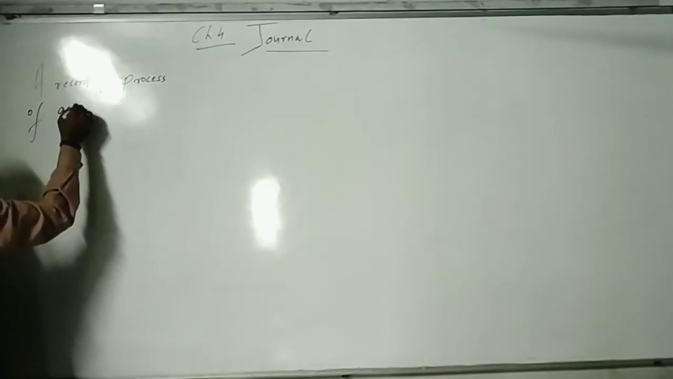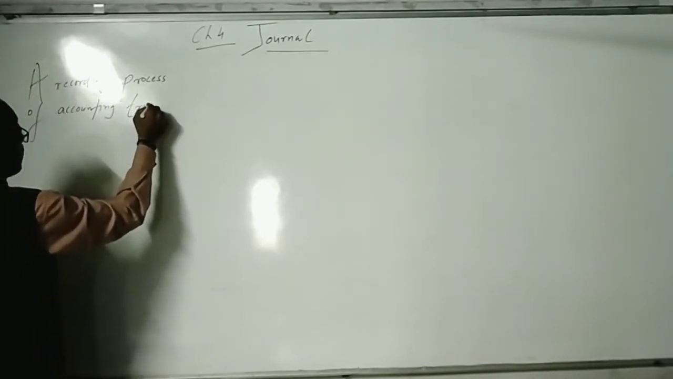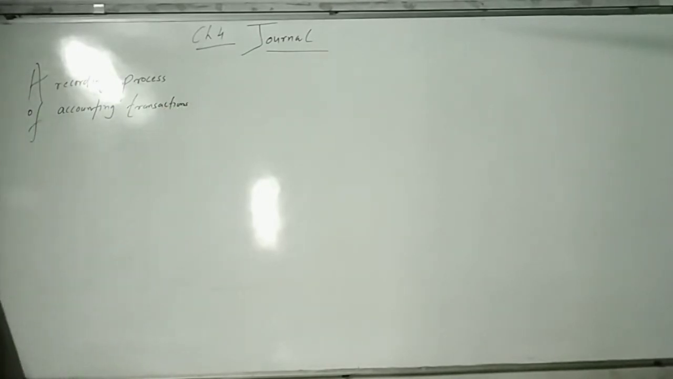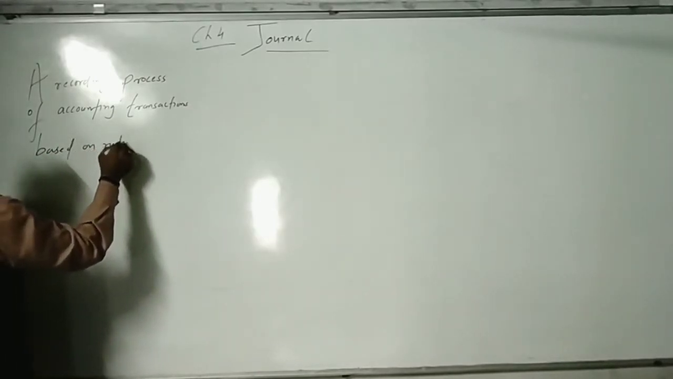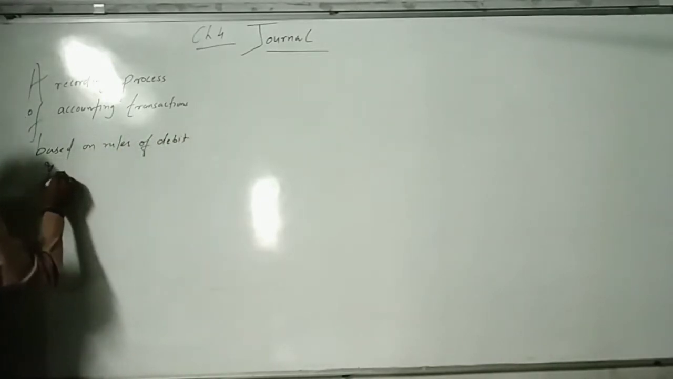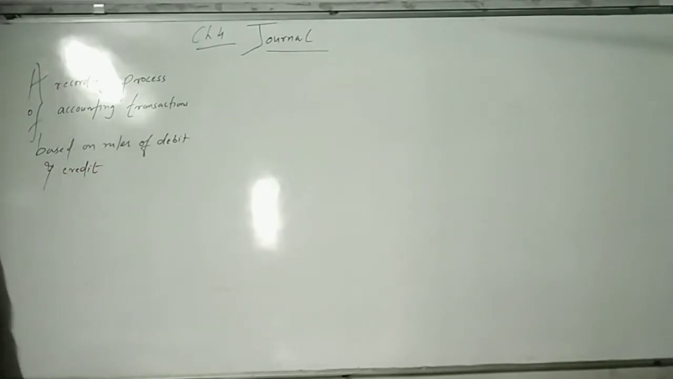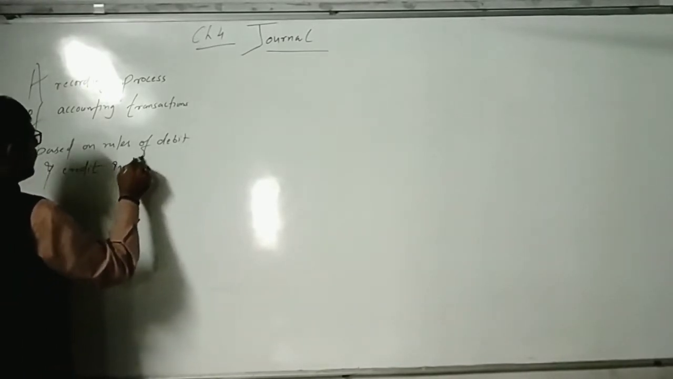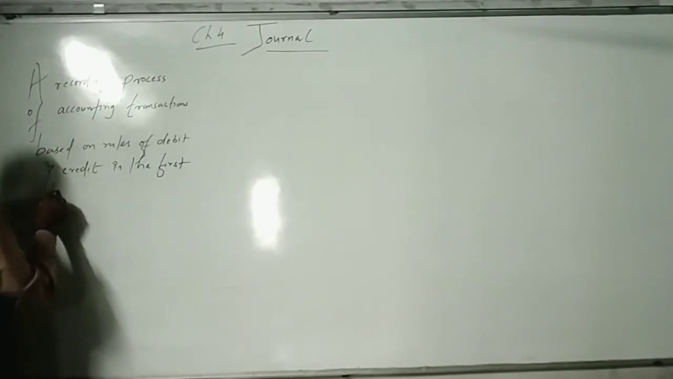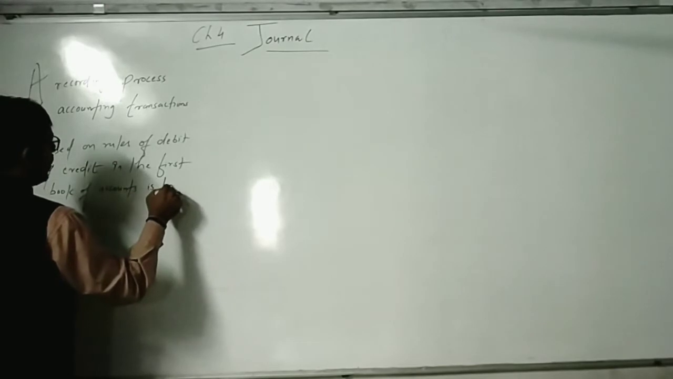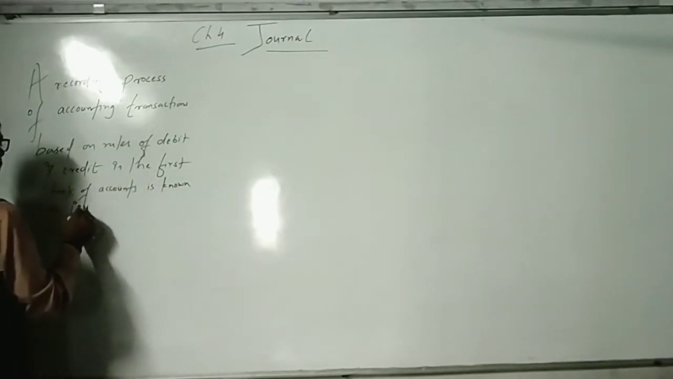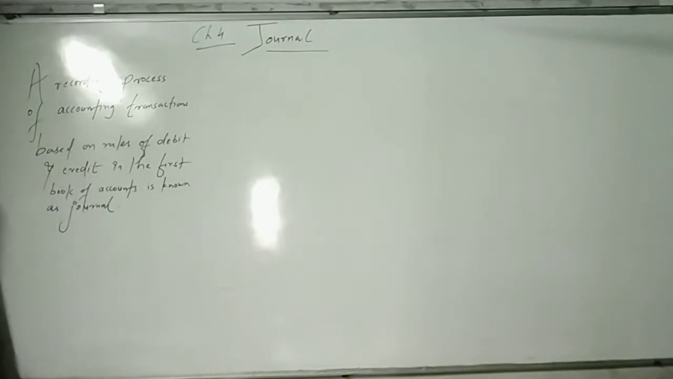A recording process of accounting transactions based on the rules of debit and credit in the first book of accounts. The first book of accounts is known as journal.